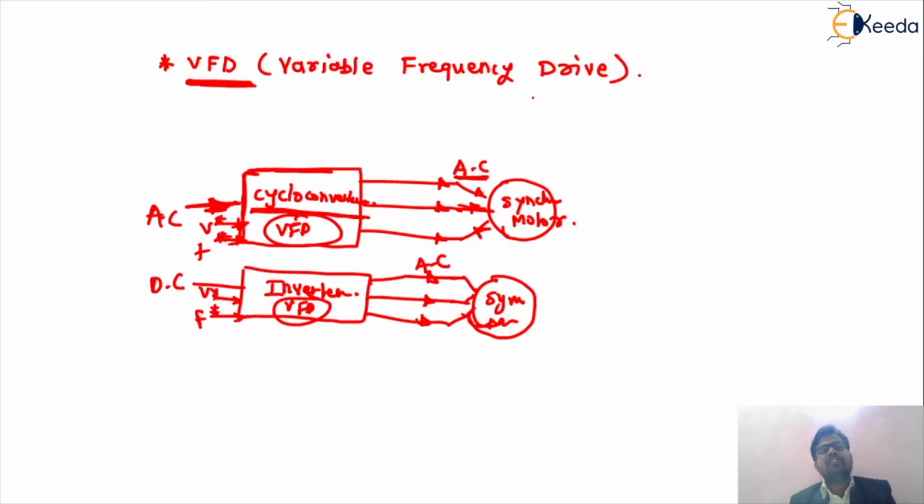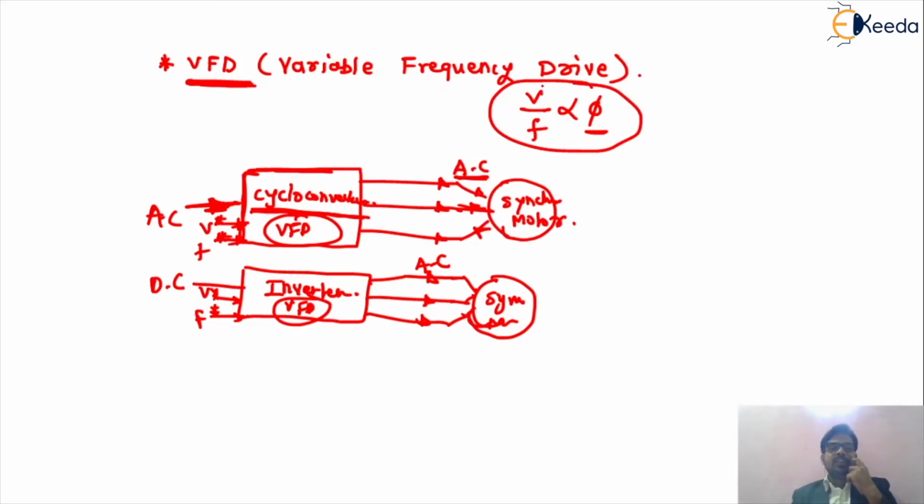If we have the fundamental concept in the construction of the V by F control scheme, if you want to maintain the flux constant in that particular synchronous motor, we have to maintain that particular ratio of variable voltage according to your frequency. So we have to maintain this ratio constant, that is the V by F ratio constant. If you want to control the speed of your motor by keeping the voltage constant and changing the frequency, you get the speed control of this synchronous motor. So this is the actual concept of the VFD.